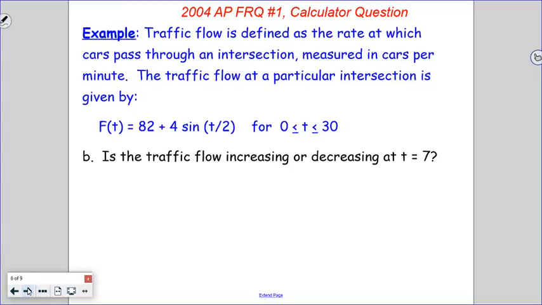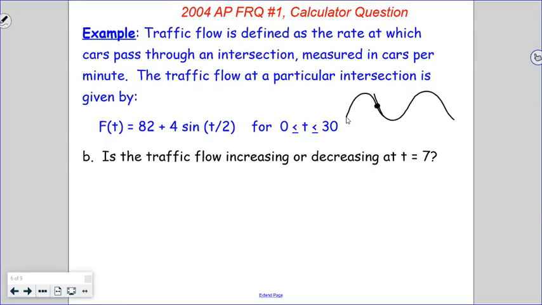Part B. Is the traffic flow, which is this function right here, increasing or decreasing? And if we think about, and this is a very watered down visual of this, this function is some sort of trig equation, which remember can oscillate. And they're asking us, is it increasing or is it decreasing? The thing that helps us with that would be if I were to look at time equals 7, wherever that is, and what is the slope of the tangent line, or what is the derivative at that time? The derivative being positive or negative tells us whether that function is increasing or decreasing at that time.